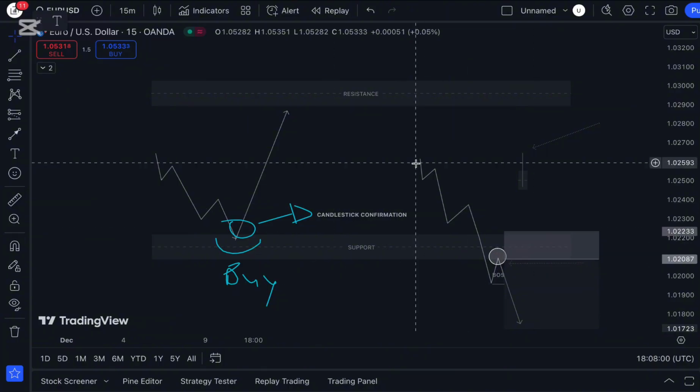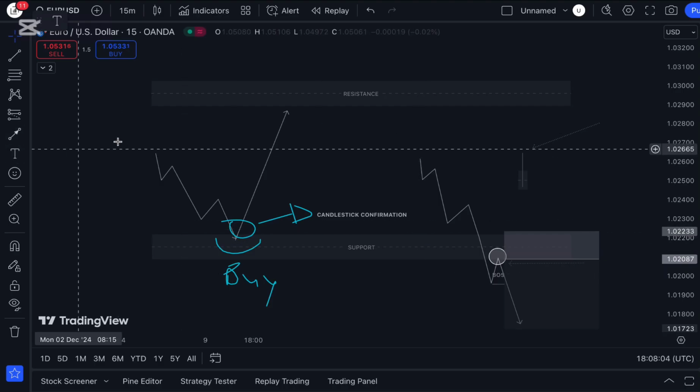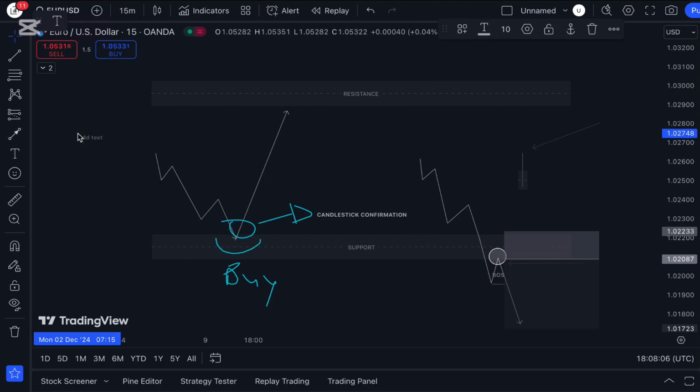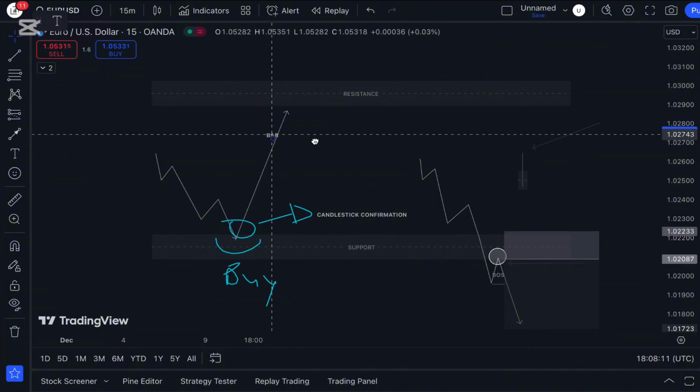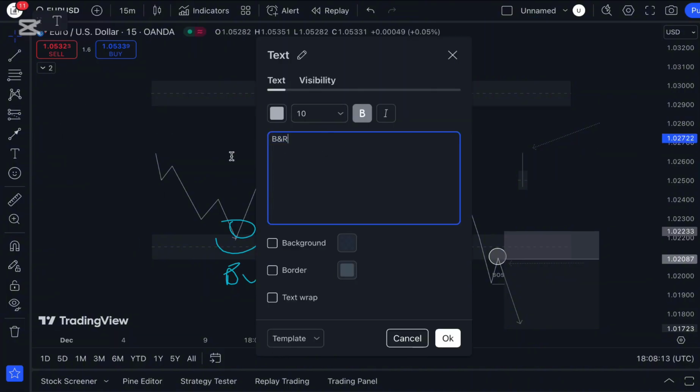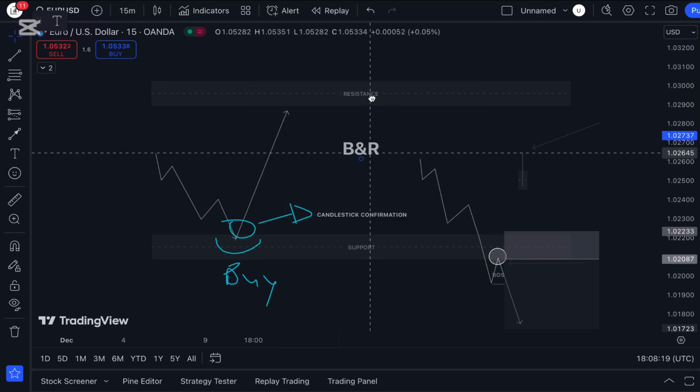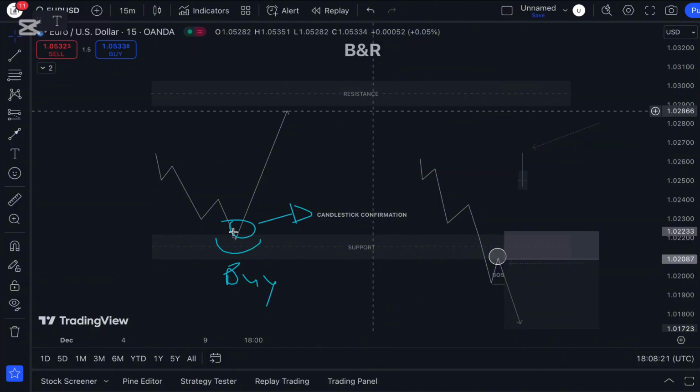The best strategy you can use here is the breakout and retest. I call this the BNR, breakout and retest. This is the best strategy, or you can call it a bar or whatever. Some people would say bar. So this is the breakout and retest strategy, just so that you guys can remember it.